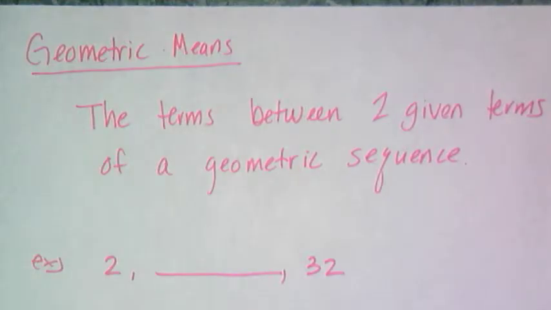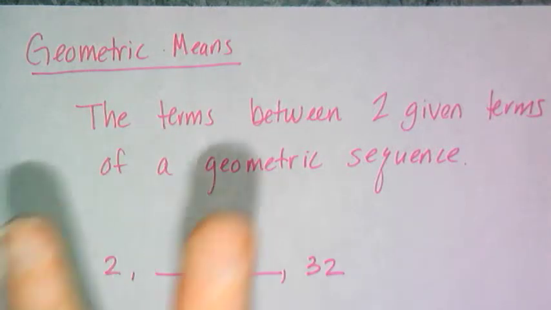Now, what we didn't talk about in Algebra 1 was the geometric mean. I can give you two terms of the geometric sequence and say that there are terms in between, and those terms in between are the geometric means. Now, with geometric means, you have to be careful because how many means you add in can mean that you have one answer for your geometric means or two.